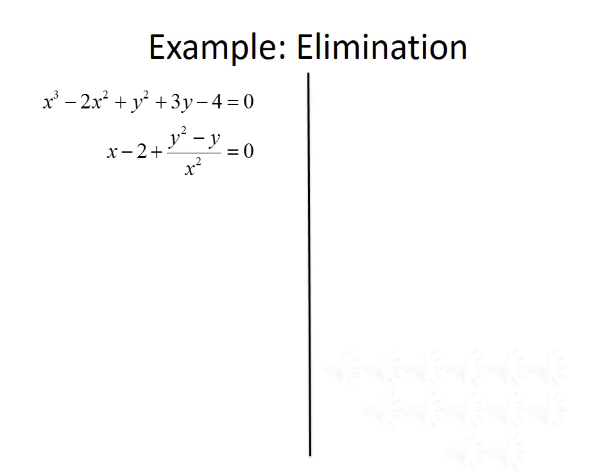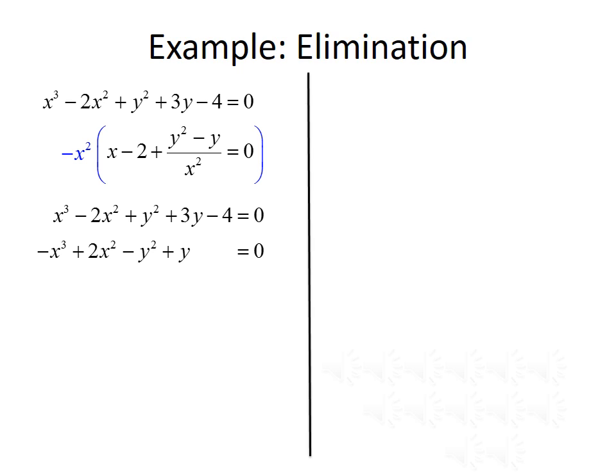Let's look at one last example with the elimination method. This time our system of equations are x cubed minus 2x squared plus y squared plus 3y minus 4 equals 0, and x minus 2 plus y squared minus y all over x squared equals 0. So the first thing that we want to do, since we have an x squared in the denominator of the second equation, is we want to get rid of that fraction by multiplying everything by x squared. And we'll actually multiply by negative x squared.